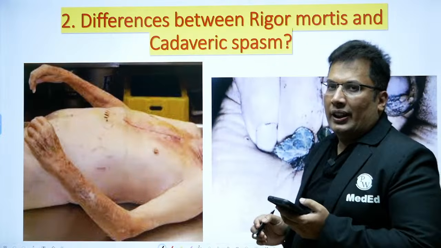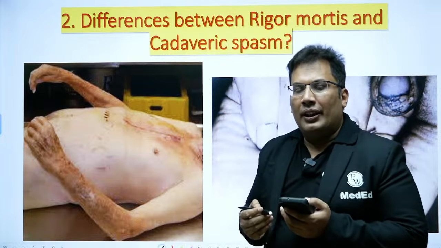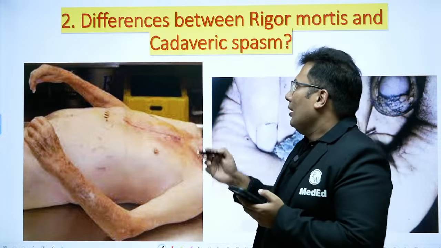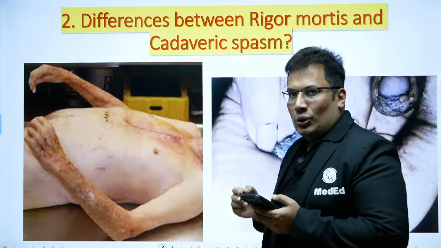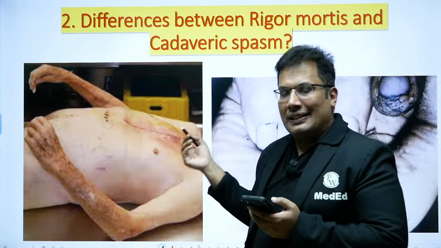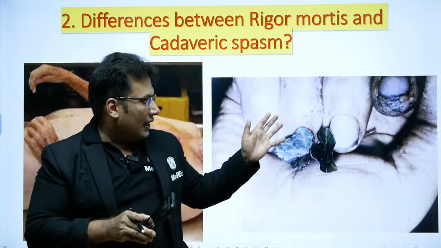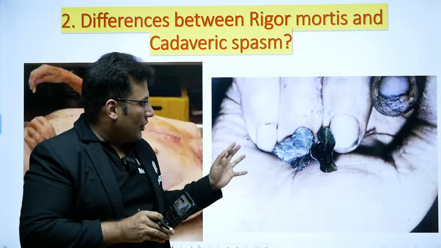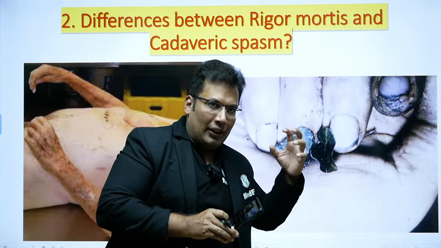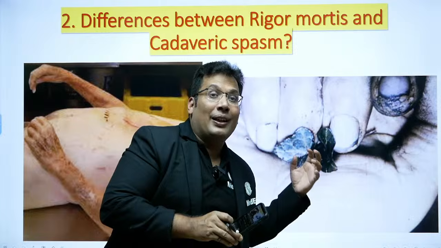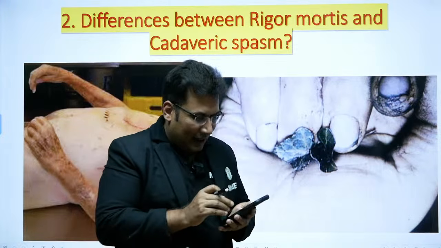The next important question is usually a 3 marks question, or it can be a 5 marks question: differences between rigor mortis and cadaveric spasm. We already discussed this in the previous slide. This is rigor mortis and this is cadaveric spasm. This is a case of drowning, with the hand holding aquatic matter. We call it cataleptic rigidity, a cadaveric spasm, which is antemortem drowning basically.